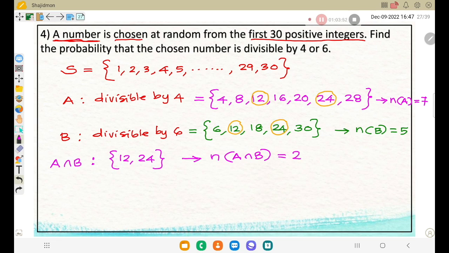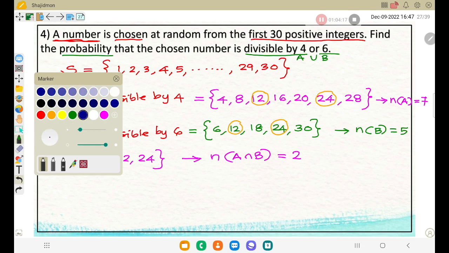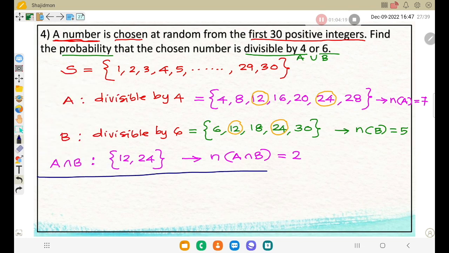Now we are coming to the question. What is the question we need to answer? Find the probability that the chosen number is divisible by 4 or divisible by 6. Divisible by 4 means A. Or means union. Divisible by 6 means B. So what probability do we need to calculate? Probability of A union B. That is the question.